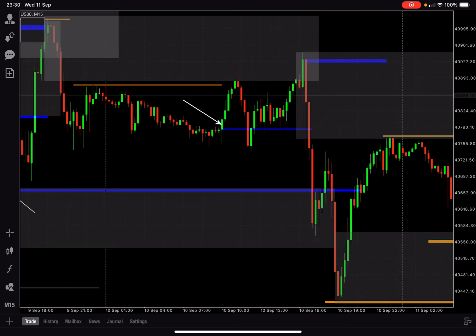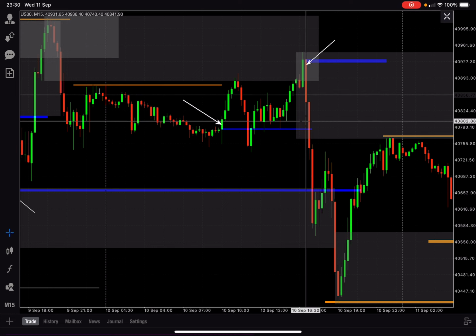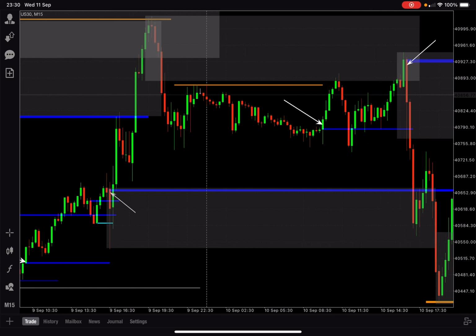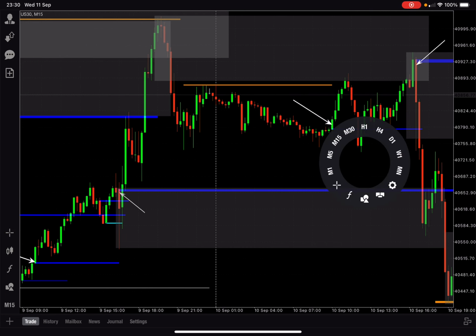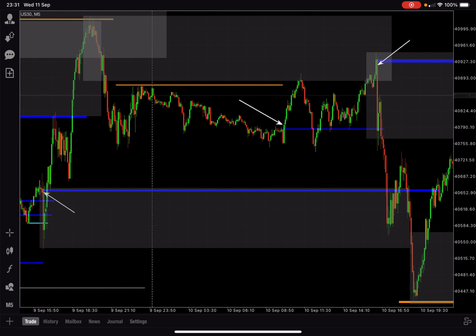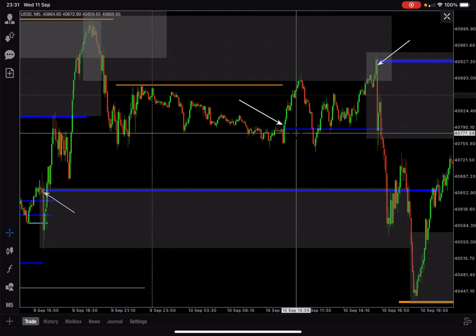So that's there. And I'll stick an arrow there. And that's because I haven't done the pictures for it yet. So what we have here, London opening, New York opening. So now we can go to the 5 minute and just focus on those areas. As you can see here, this is the New York opening from the previous day.